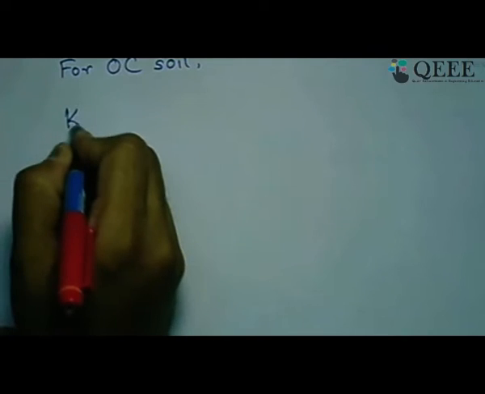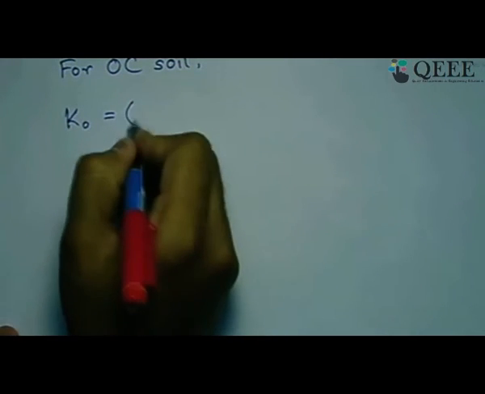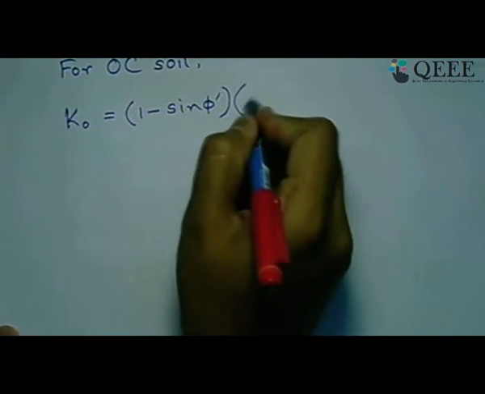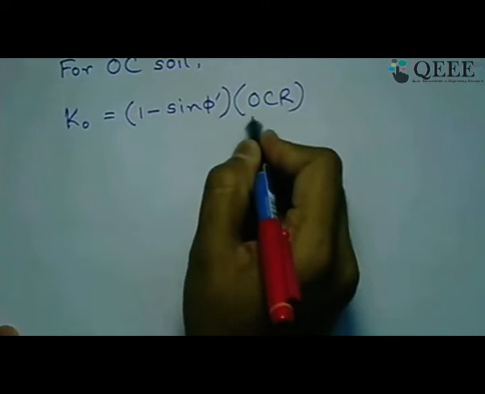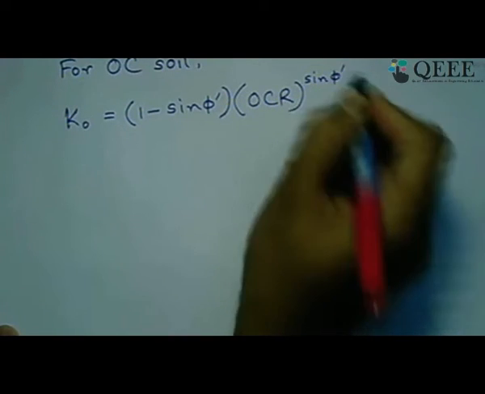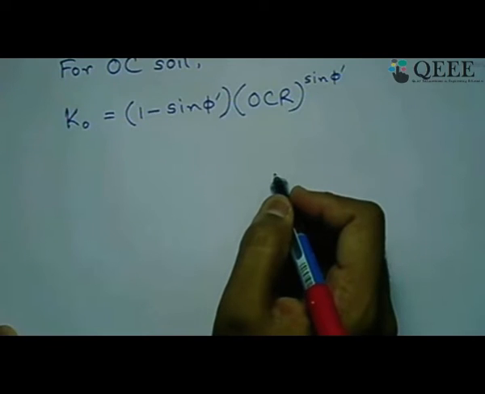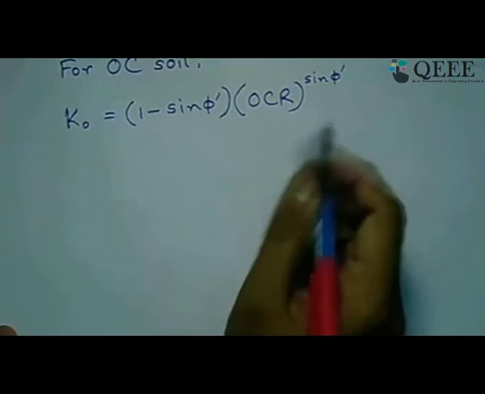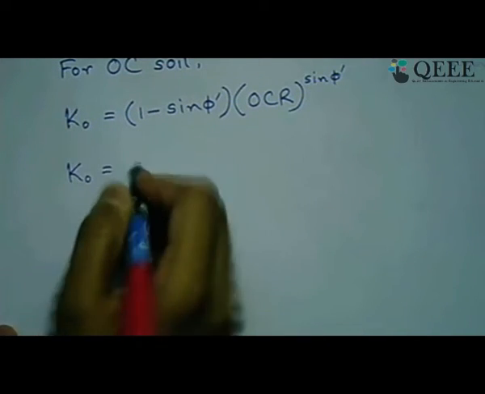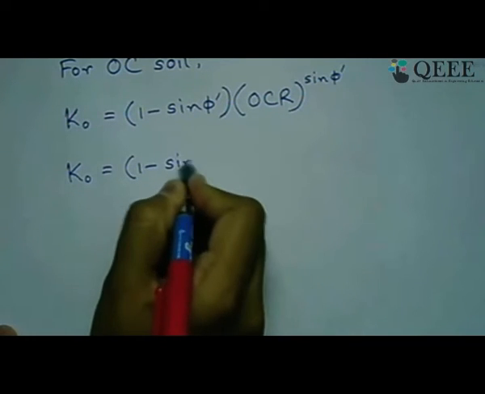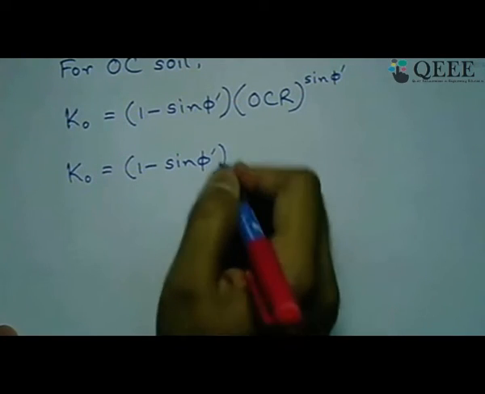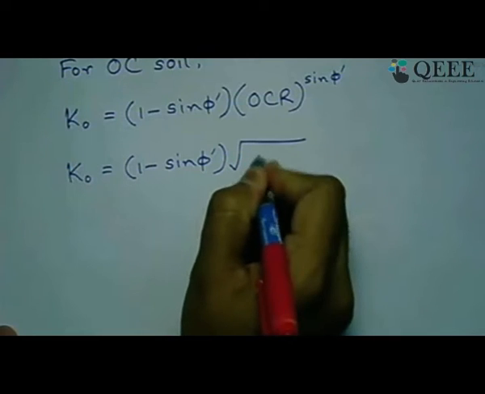So various researchers have given various expressions, like K naught equals 1 minus sine phi dash times OCR to the power sine phi dash. OCR is nothing but over consolidation ratio, we all know that. This is one expression of K naught for OC soil, over consolidated soil, which is given by Professor Kulhawy and his research group. Another expression for K naught is 1 minus sine phi dash, where phi dash is nothing but the soil friction angle in drained condition, or effective soil friction angle, times root over OCR.